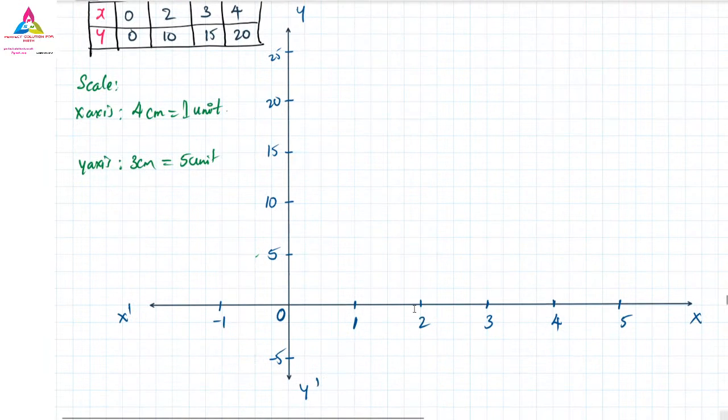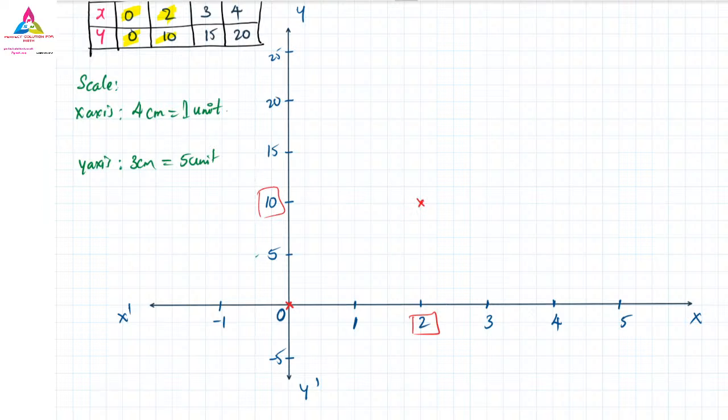So let us mark those points. So here the value is 0, when the x value is 0, the y value is also 0, so mark that. The x value is 0 and the y value is 0, it will come at the origin. So next one we have 2 and 10. So 2 and 10, where will it come? 2 on the x-axis is here and 10 is here, so mark where it will intersect. Yes, this is the point.